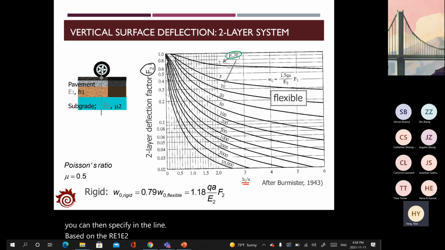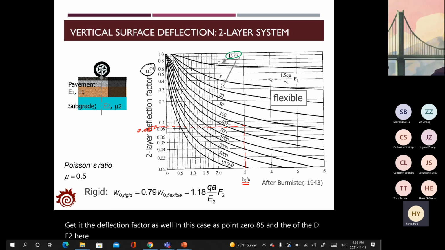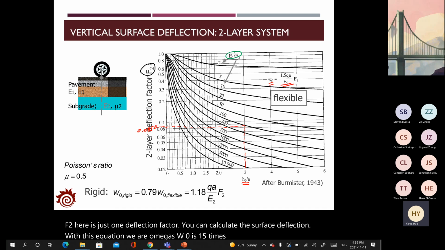For example, if it's 100 and with H1 over A as 3, then you can get the deflection factor as, in this case, 0.085. And the F2 here is just one deflection factor. You can calculate the surface deflection with this equation, where omega W0 is 1.5 times QA divided by E2 times F2.